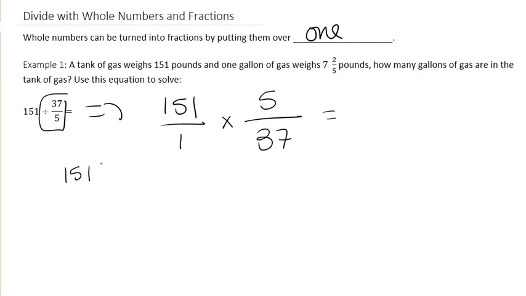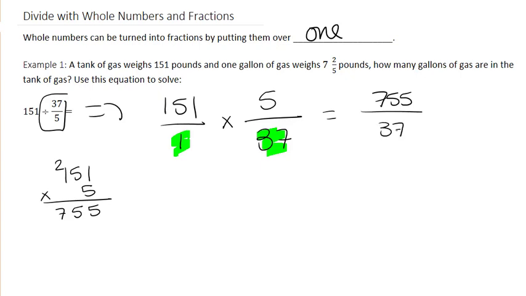So now we have 151 times 5. So 1 times 5 is 5. 5 times 5 is 25, so we'll carry the 2. 5 times 1 is 5 plus 2 is 7. So we get 755. And then we get 1 times 37, which is equal to 37.